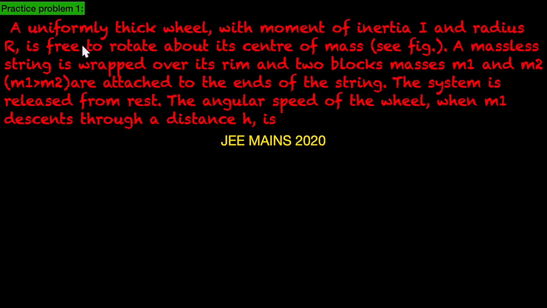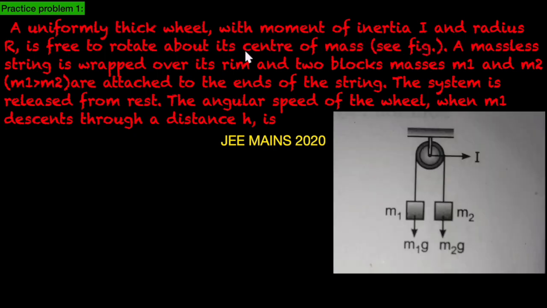This is a recently asked question in JEE Main 2020. The question is, a uniformly thick wheel with moment of inertia I and radius r is free to rotate about its center of mass. See figure. Here you can see a pulley with moment of inertia I, and two blocks, one of mass m1 and one of mass m2, with forces m1g and m2g downward. A massless string is passed over the rim and two blocks of masses m1 and m2, where m1 is greater than m2, are attached to the ends of the string. So m1 will definitely go downward.